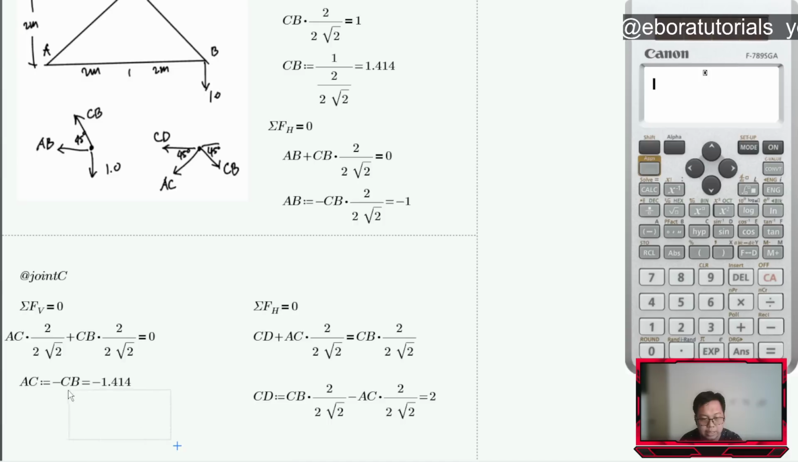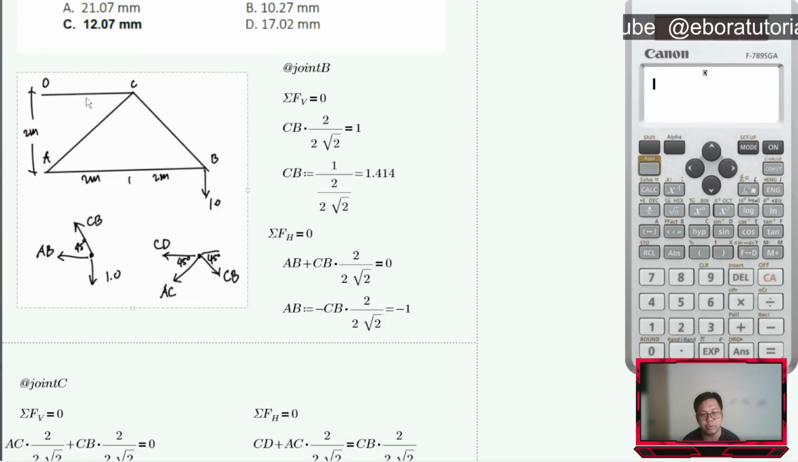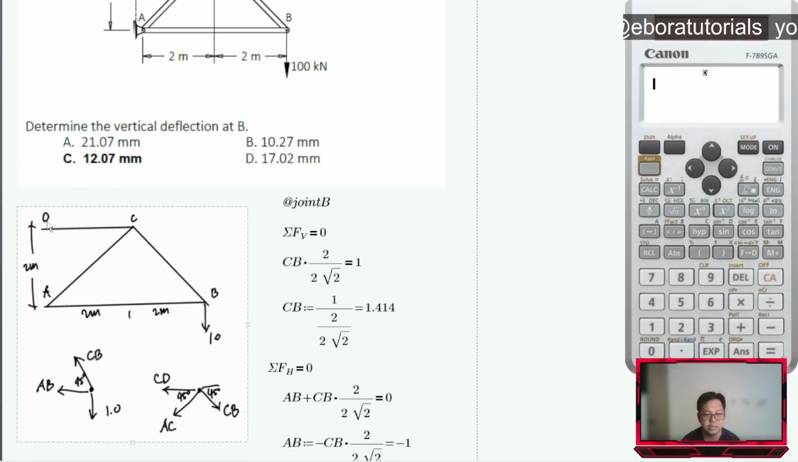Okay, notice that itong 2 square root of 2 and the other 2 square root of 2 will actually just cancel out, leaving AC equal to negative CB. Okay, so I hope okay tayo for AC. Next, na-solve na natin ang AC, we need to solve for itong OC. Hindi pala, that's actually D. So, CD pala, kailangan natin ng CD.